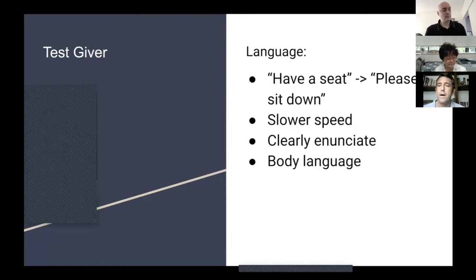Speaking slowly, clearly enunciating, and also using body language, for example, welcoming the student into the classroom with a hand wave. These kinds of things add up to helping us focus on getting the language we need to actually do the assessment, as opposed to getting a student who's a little nervous because they're not understanding what's going on with just the structure of the test. So these are just a couple of points about that.